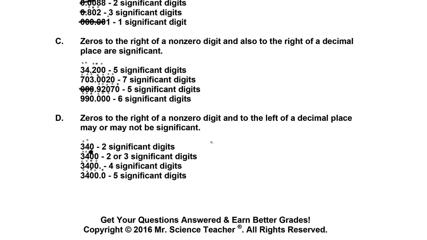You know, if we had 3, 4, 0, 0, 0, now if we look at this, we know this digit's significant. We know this one is, but there's no decimal point over here. So we know that this one is not significant. But we don't know anything about these two numbers. They may or may not be significant. So we could have two significant digits, three significant digits, or four significant digits in this answer.